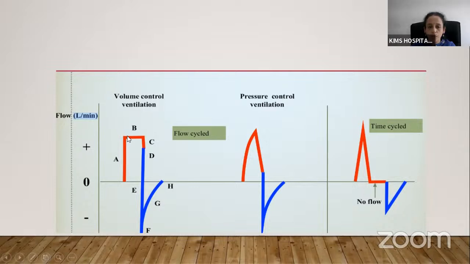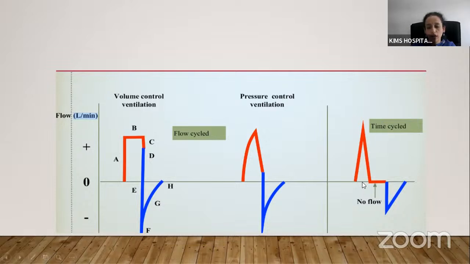In this, the volume control is there. That's why it is looking square shaped, and this is the pressure controlled form, so it is looking sine shaped. Then here, once the termination sensitivity is reached, the ventilator will go into the expiratory phase, which happens by the elastic recoil of the lung. So here, this is the time cycled breath.